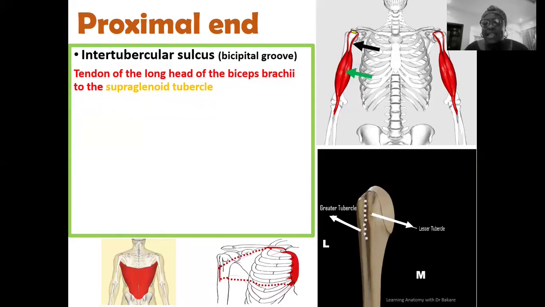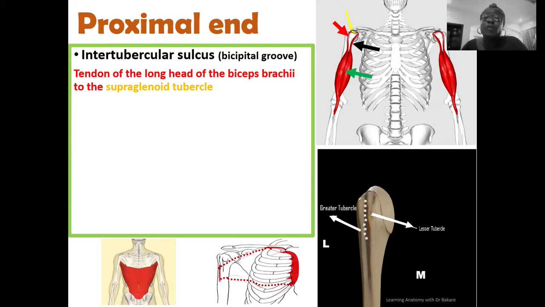This is the short head here, arrowed in black, while the long head, arrowed there in red, is seen to pass through the intertubercular sulcus and finally seen to insert on the supraglenoid tubercle that is highlighted here in yellow. There is a tubercle above the glenoid fossa that is referred to as the supraglenoid tubercle.